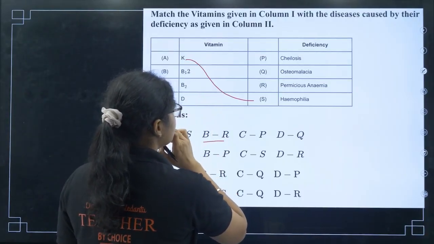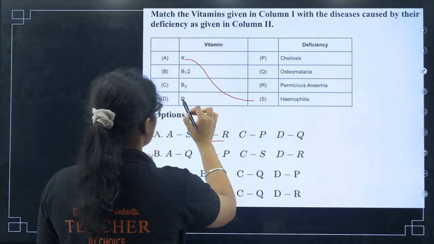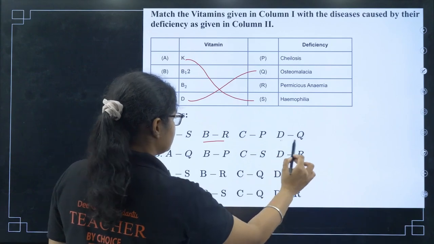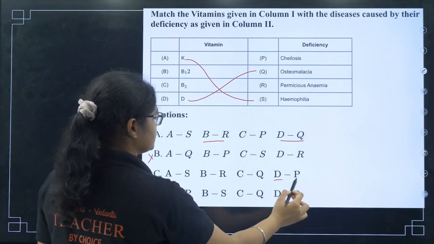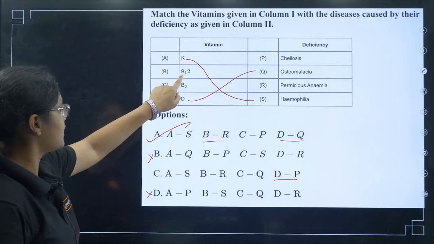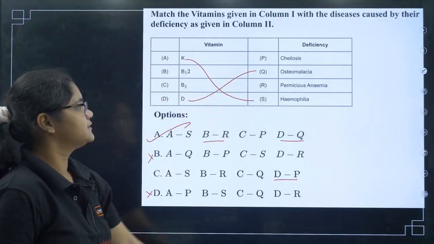Vitamin B12 is, okay, let's see which one I know after that, which I'm very sure. Vitamin D is osteomalacia, so D has to be Q. So in this option D is Q, in this option D is P. So option number A is the correct answer. So B is your R, vitamin B12 is anemia and vitamin B2 is cirrhosis.